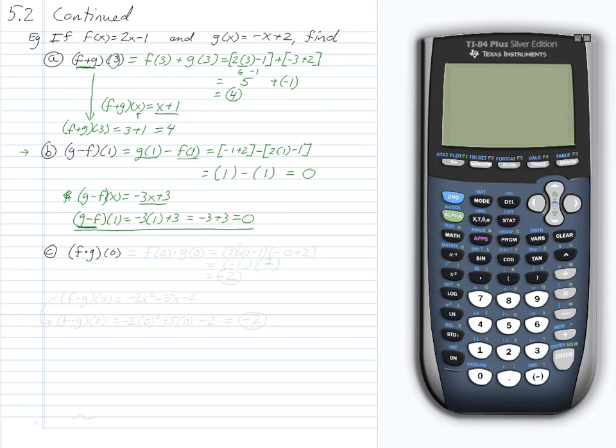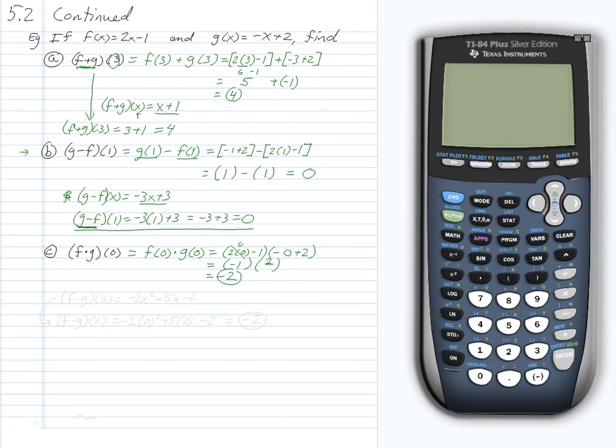F times g of 0. We could think of that as f of 0 times g of 0, again referring back to that first definition in this section. Now f of 0, that would be 2 times 0 minus 1, and we're going to multiply that by g of 0, which is negative 0 plus 2. It's a little weird looking, but 2 times 0 is 0. So 0 minus 1, and we're multiplying that by negative 0 plus 2. I think that's going to be positive 2. So negative 1 times positive 2 gives us negative 2.